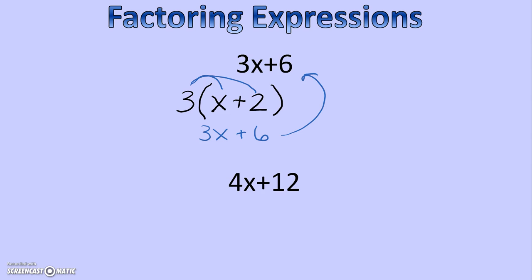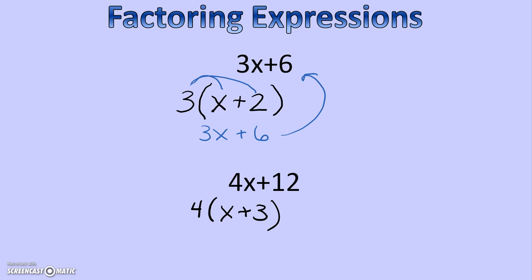Okay. So once again, we're looking at our binomial 4x plus 12 and finding the GCF so that we can take it out. The GCF of 4x and 12 is 4, because 4 divides both terms evenly, and it's the biggest number that does that. When we take 4 out of 4x by dividing, we're left with x. And then if we take 4 out of 12 by dividing, we're left with 3.